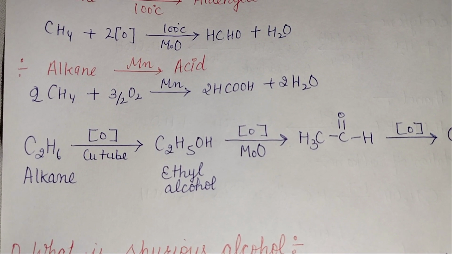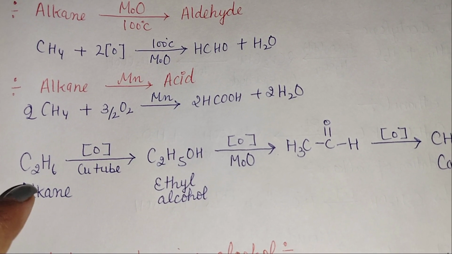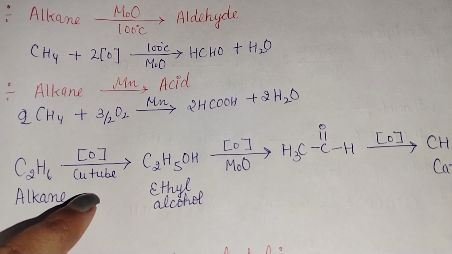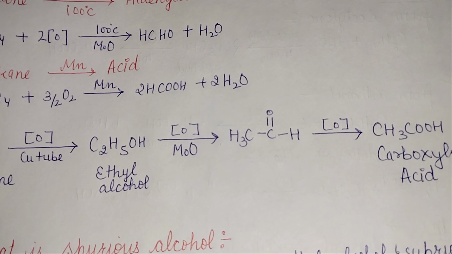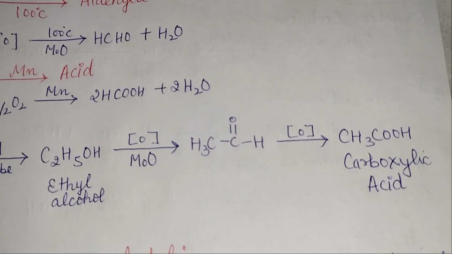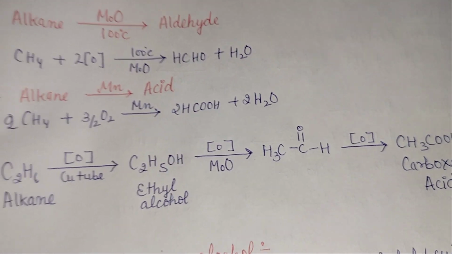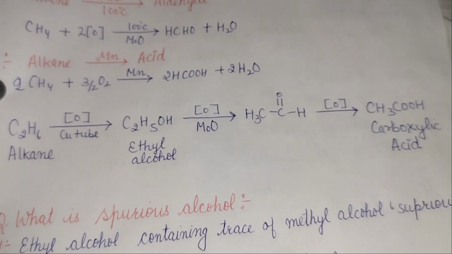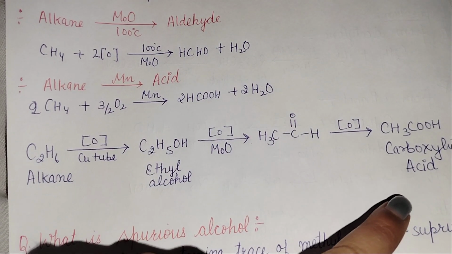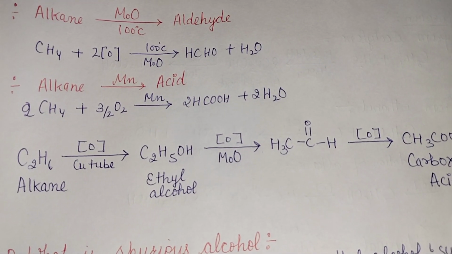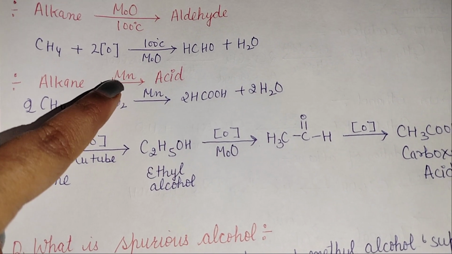Here we are taking the example, or we can say equation. So here we are taking an alkane in the presence of copper tube. It is oxidized and forms ethyl alcohol, and then it forms aldehyde, and then it forms carboxylic acid. So this is oxidation of alkanes, meaning from the oxidation of alkane we form aldehyde. But if we want to directly form a carboxylic acid from alkane, then we can use manganese.